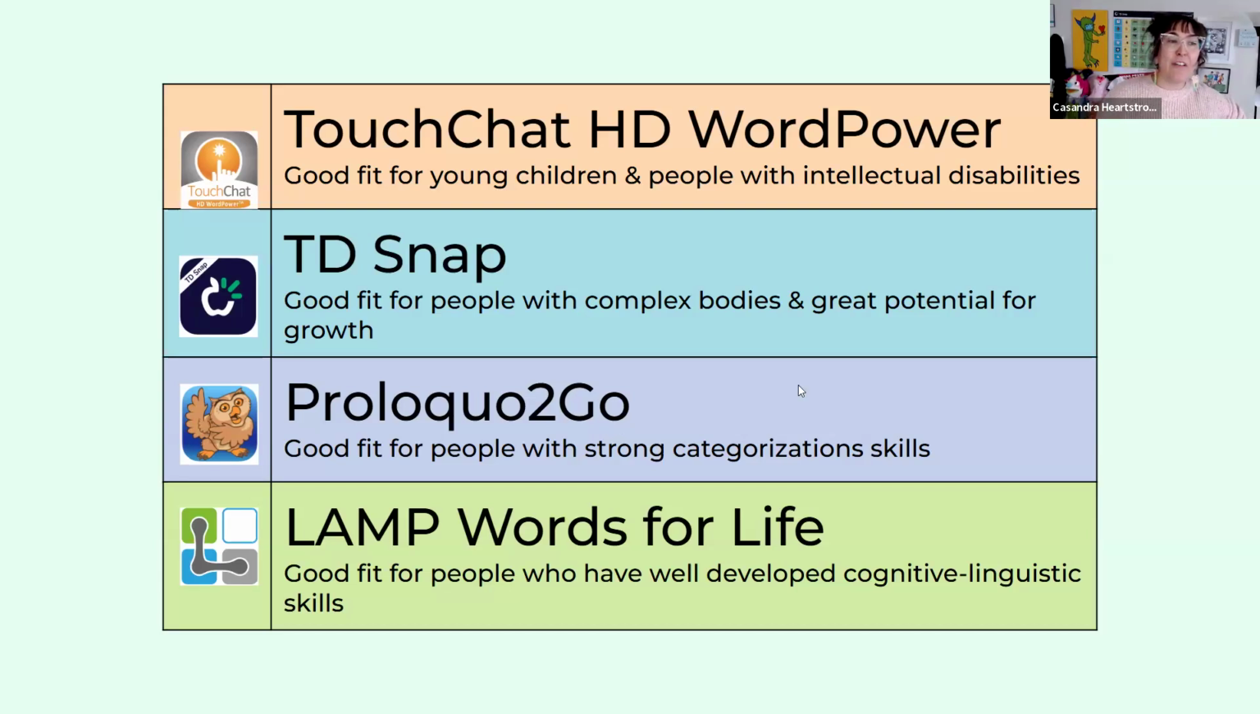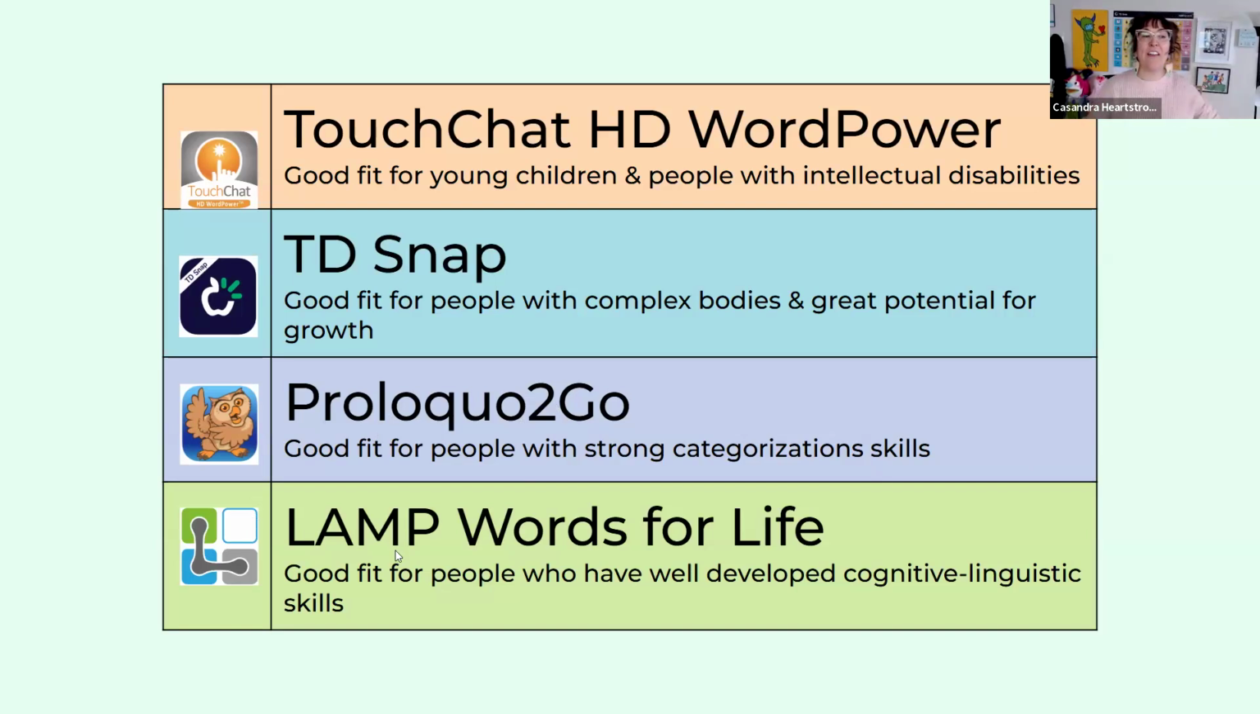Proloquo2Go is a good fit for people with strong categorization skills, and that's how their brain works. For me, if I have a student who's got great categorization skills and has an intellectual disability, I probably will still knee-jerk to TouchChat because it has other features that I really appreciate.